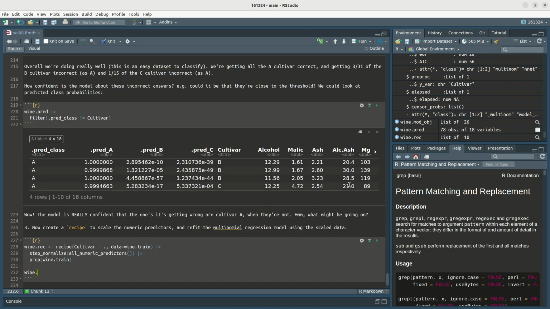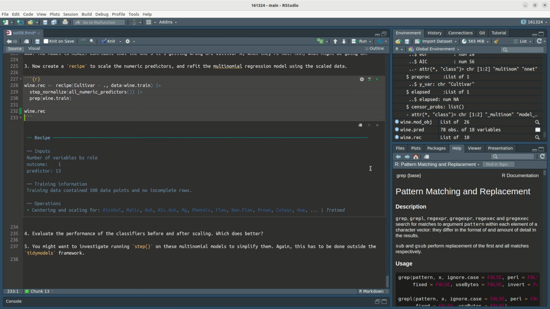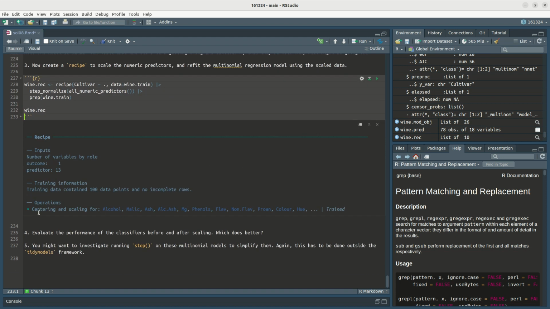Right, so if we have a look at wine.rec, our recipe, we can see that it has centering and scaling for alcohol, malic, ash, and so on and so forth, which has been trained. Now, we haven't actually changed the training data at all. It is still the same as what it was.